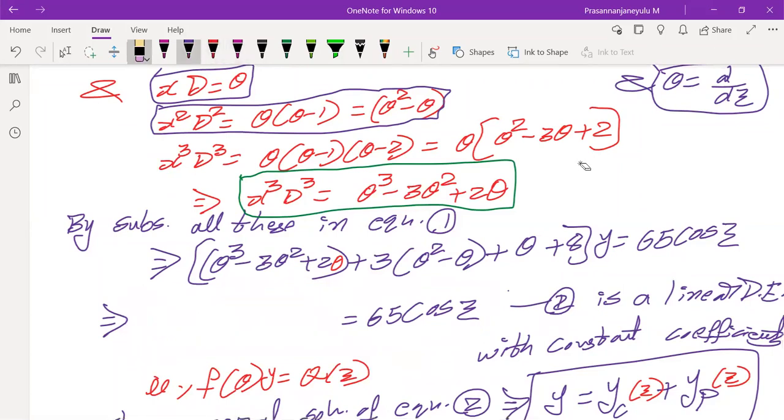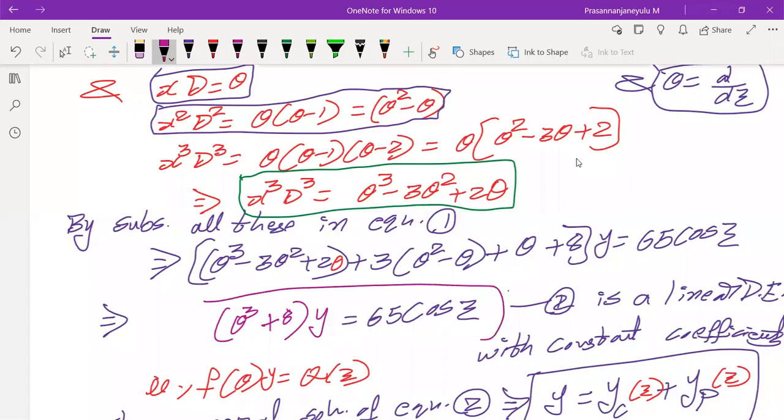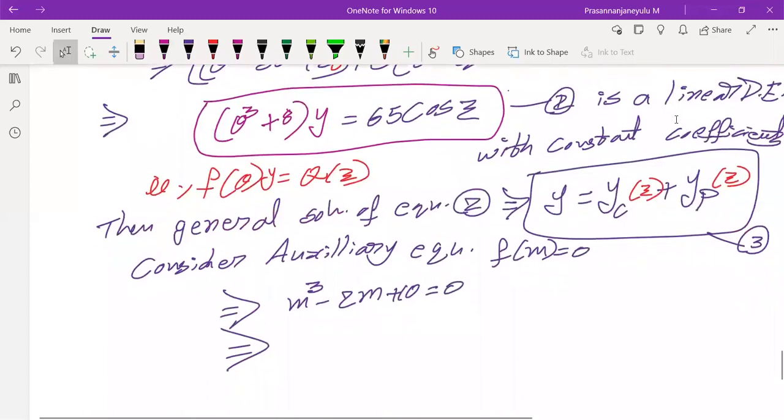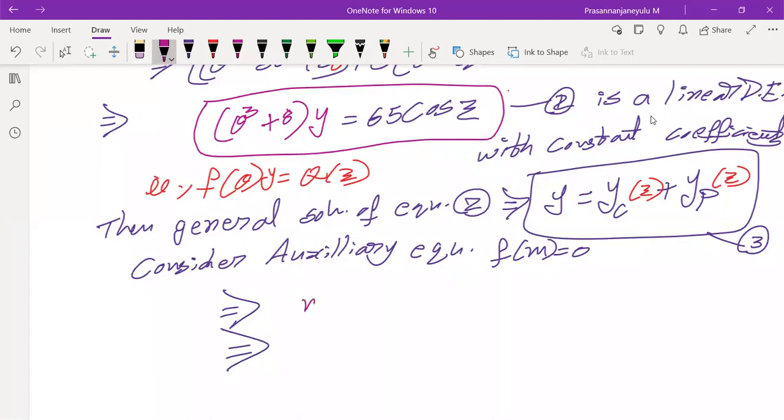Okay, what is it going to become? It's going to become theta cube, plus theta square terms will not come, theta terms will not come. What about the rest? Constant term only: theta cube plus 8 of y is equals to 65 cos z. So we rectified the mistake. And then here, what is our auxiliary equation we have to consider? The auxiliary equation we considered is wrong because the equation changed. So what is the auxiliary equation? Here it is m cube plus 8 is equals to 0.